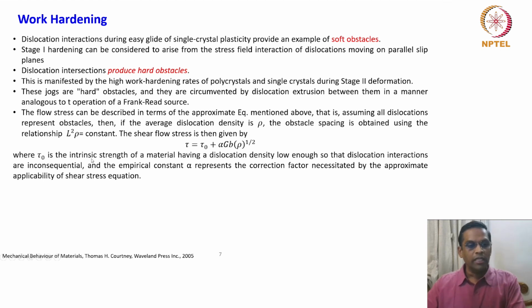So where tau naught is the intrinsic strength of a material having dislocation density low enough so that the dislocation interactions are inconsequential, and the empirical constant alpha represents the correction factor necessitated by the approximate applicability of the shear stress equation. For a BCC metal, alpha is 0.4, and for an FCC metal, alpha is 0.2.